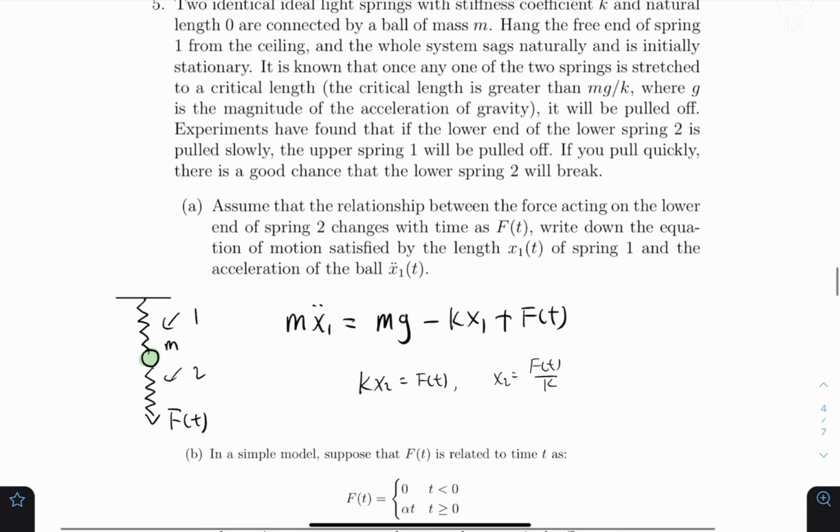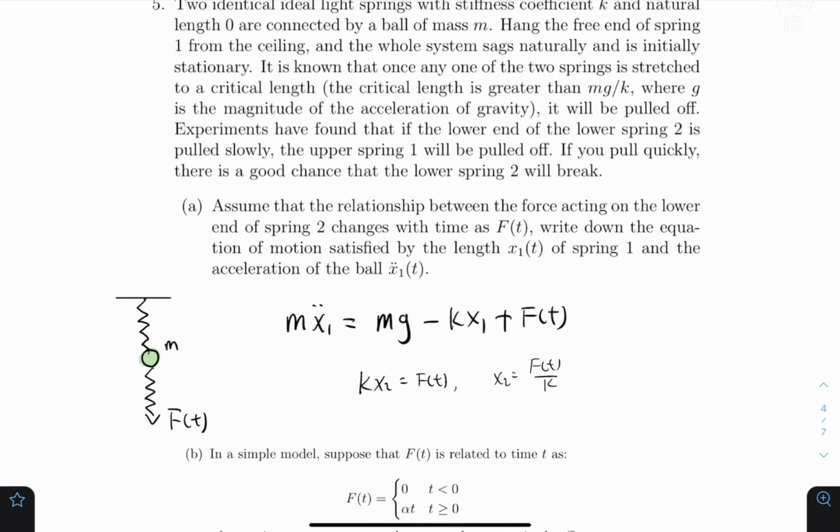So the problem is saying that if you apply the force or increase the force very slowly, there's a good chance that spring 1 will be broken first. While if you pull the spring very hard, the second spring is probably going to break first. That's what the problem is saying.